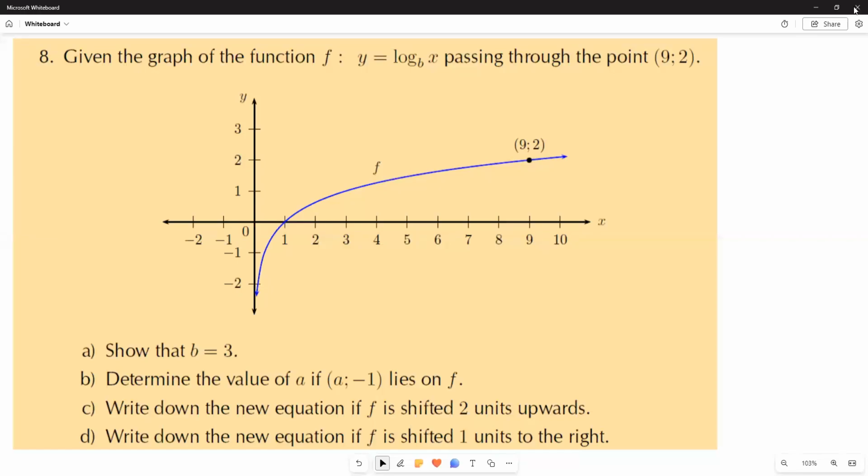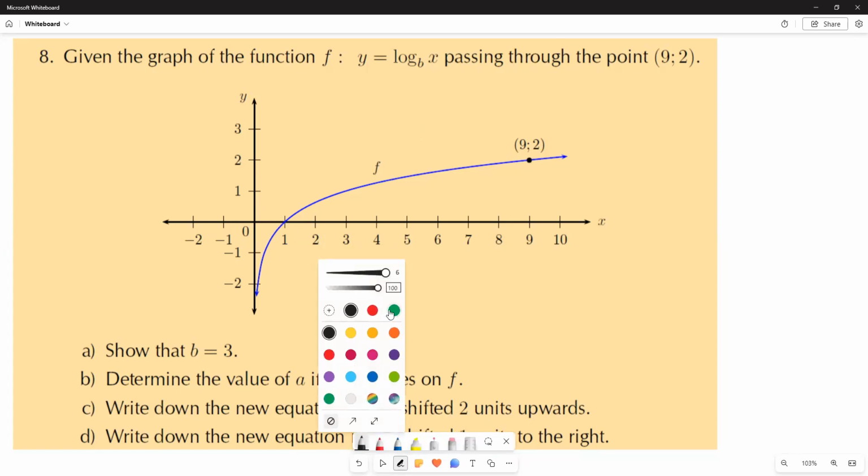We are given the graph of a function y equals log base b of x passing through the point (9, 2). The first question asks us to show that b is 3. Okay, perfect.